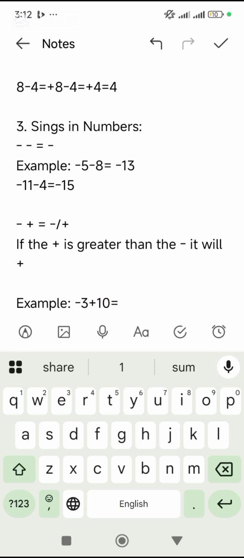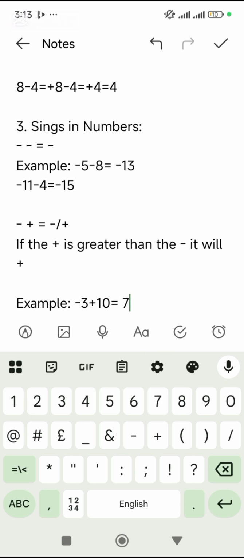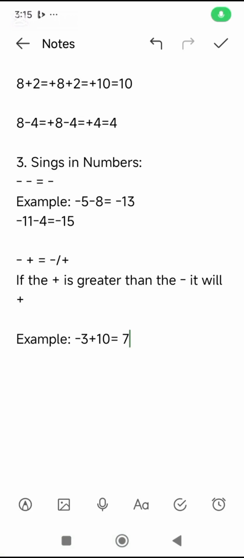Minus 3 plus 10. You see, 3 is lower than 10, so it cannot subtract; however, you are going to subtract it and give 7. So minus 3 plus 10 equals 7. The 3 there is smaller, so if the plus sign is bigger than the negative sign, your answer will be positive, so you will subtract and it will be positive.